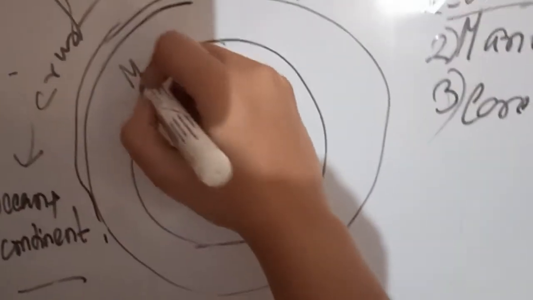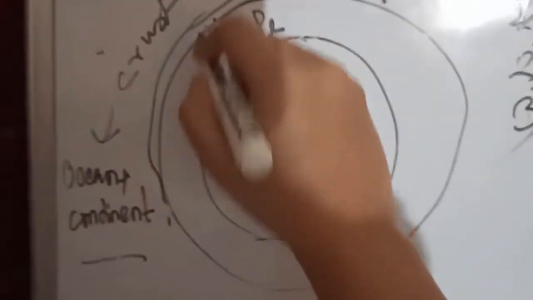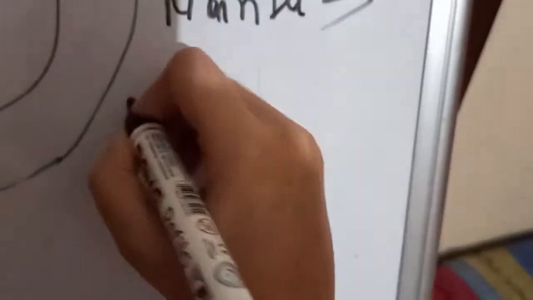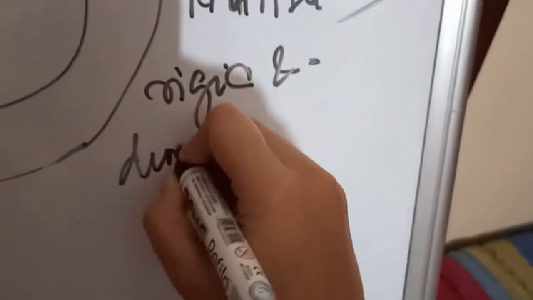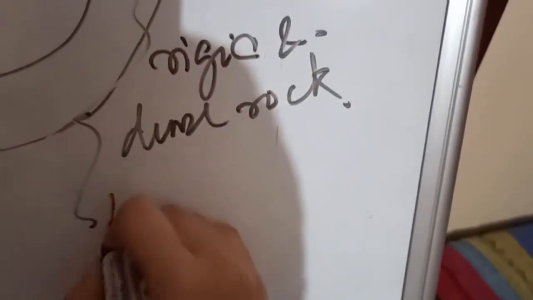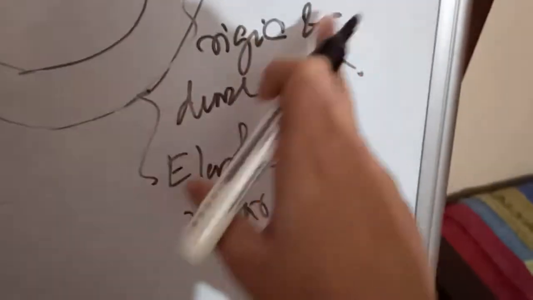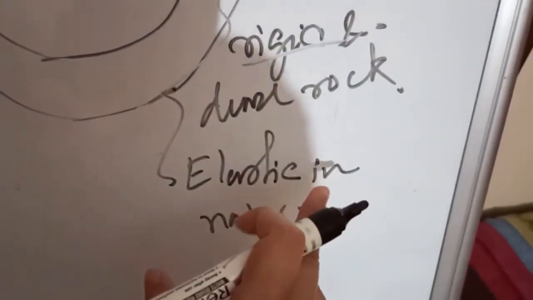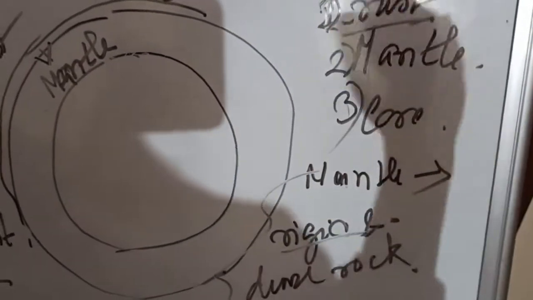The next layer is the mantle. It is the second layer of the earth's interior. The mantle lies just below the crust. The mantle basically has two characteristics: one is that it is made up of rigid and dense rock, and the next is that it is very elastic in nature. I'm going to go into details about this later. I'm just giving you the basic idea about all three parts of the earth. Later on I'm going to go into details about each part.